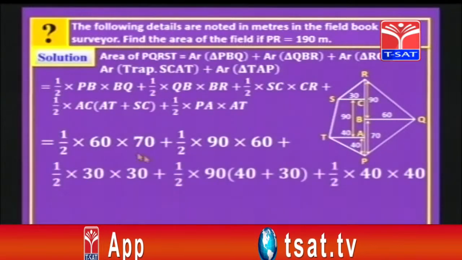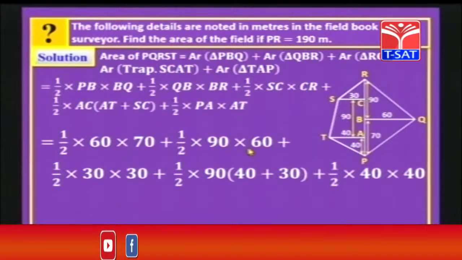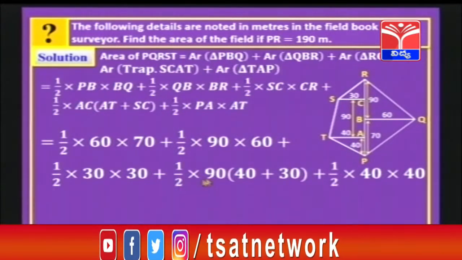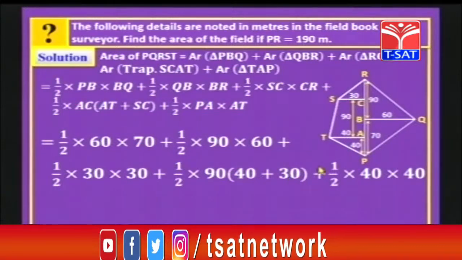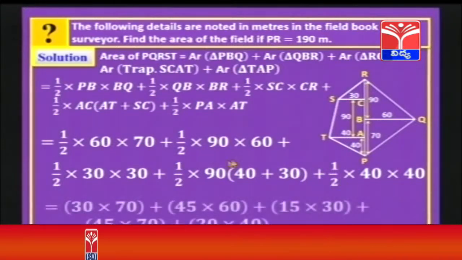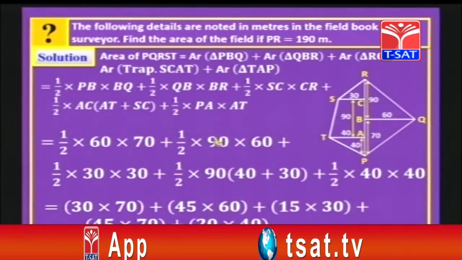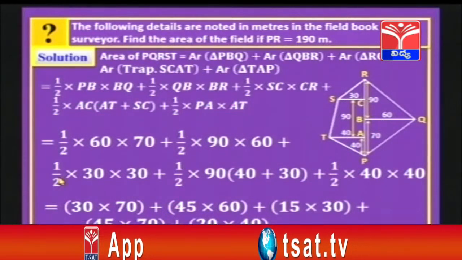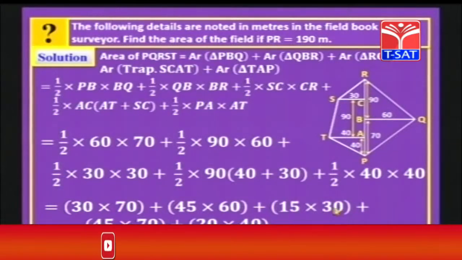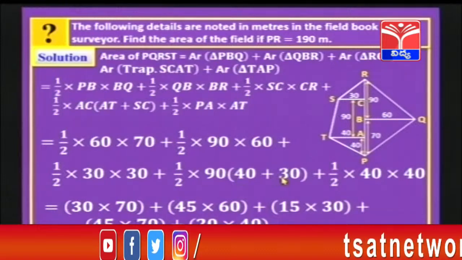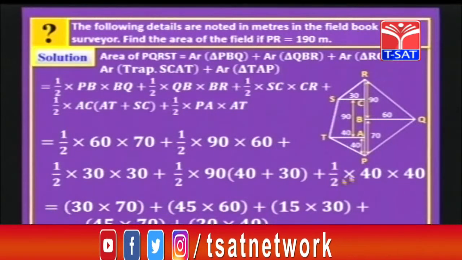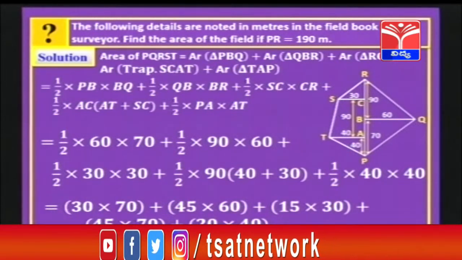So on substituting, you get half into 60 into 70, plus half into 90 into 60, plus half into 30 into 30, plus half into 90 into 40 plus 30, plus half into 40 into 40. Let us simplify them. So this goes 30 times, so 30 into 70, plus 45 into 60, plus 15 into 30, plus 45 into 40 plus 30 is 70, and finally 20 into 40.